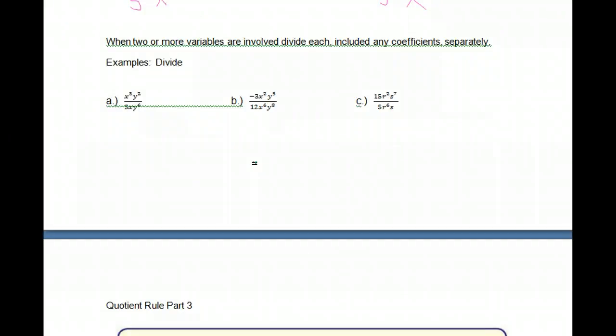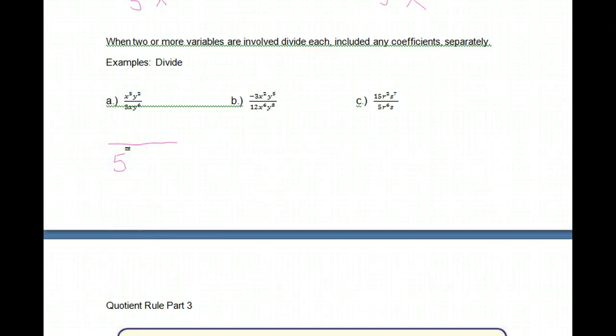The next topic shows that when 2 or more variables are involved, we're going to divide each, including any coefficients, separately. So let's start working on that. Example A. I'm going to start by drawing one big fraction bar. Example A, I have a 1/5, but I can't do anything with the 1/5. It's already considered to be reduced, so I'm just going to leave it the way it's written.